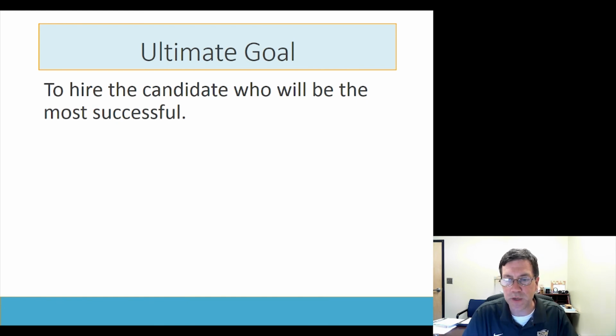What's the ultimate goal in the hiring process? It's not to find the one who gets trained the most quickly. It's not the one who costs the least. The ultimate goal in our hiring process is to find the person who's going to be the most successful. And theoretically, if we find one who's going to be successful, they stay for a while, they do great things for us, and they make us better as an organization.